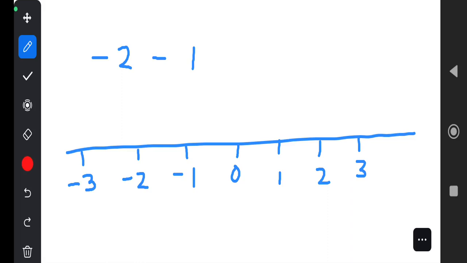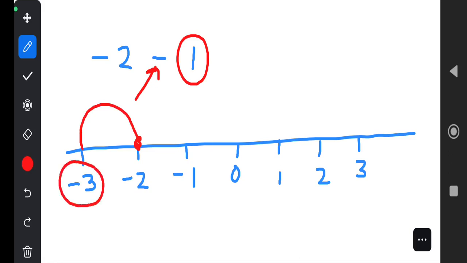To do this question, you will start with -2. Where is -2 on the number line? -2 is where you have the red dot. Now this minus in the middle simply means that you should move to the left. How many times are you going to move to the left? You will move once. Now let's move once to the left. You have 1, then you stop. The answer is -3. Okay, so you write -3.